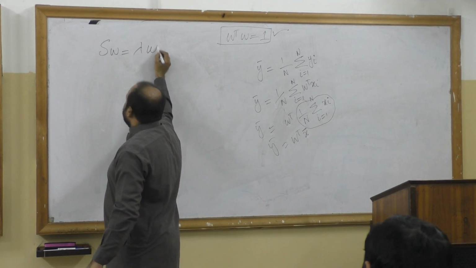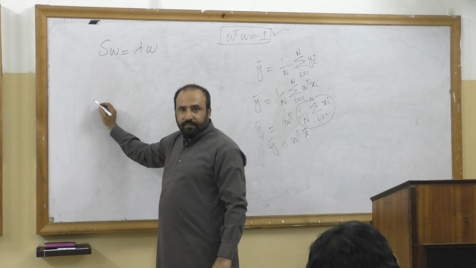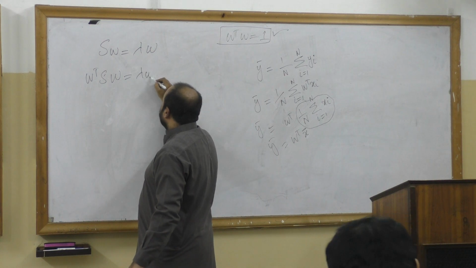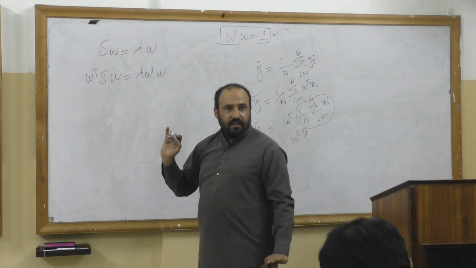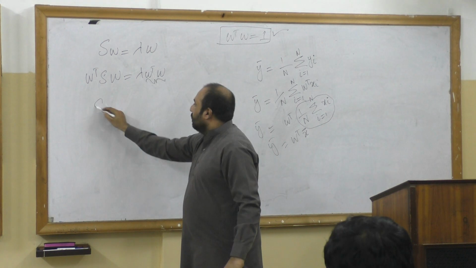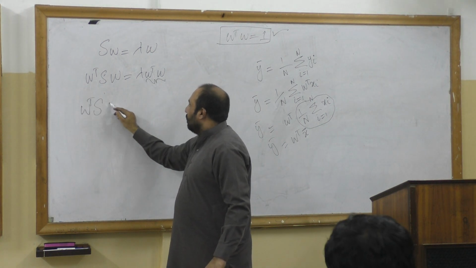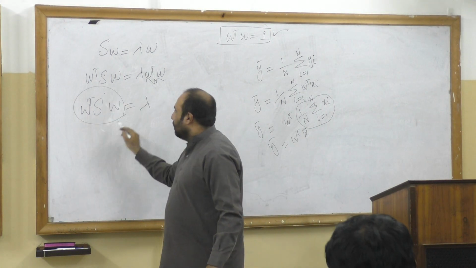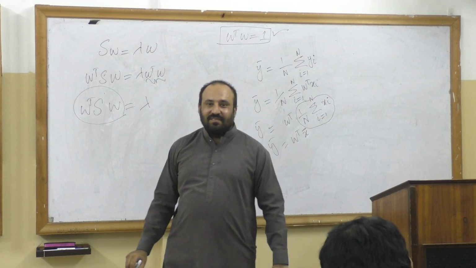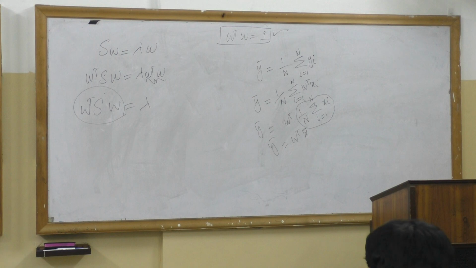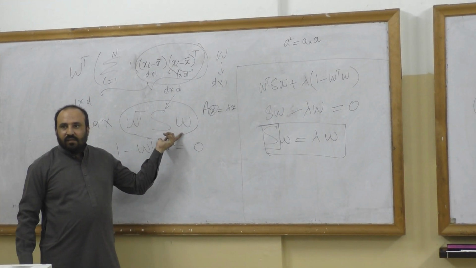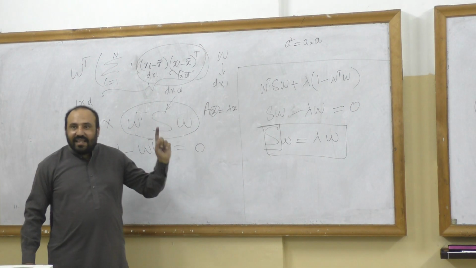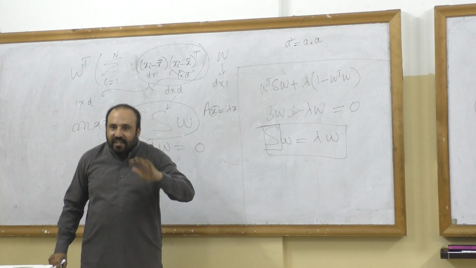W is equal to lambda W. If I multiply both sides by W transpose, this lambda is a scalar. This is 1. What is this? Variance. Do you understand? Eigenvalue is the variance in the projected data.